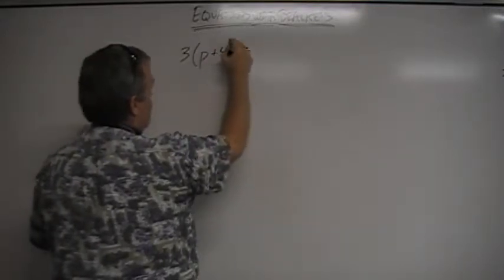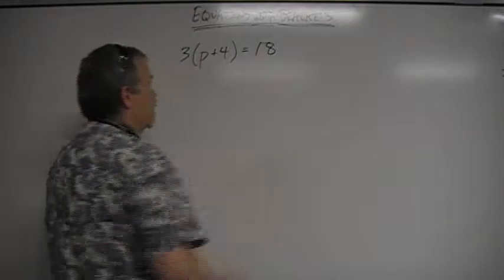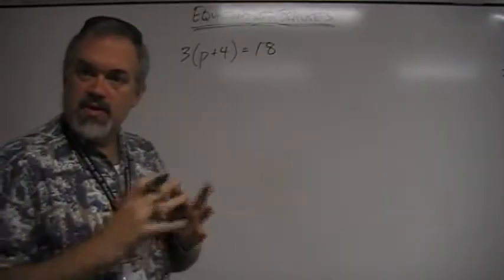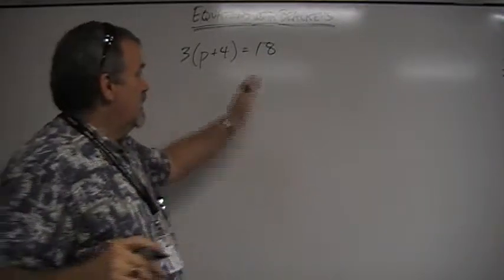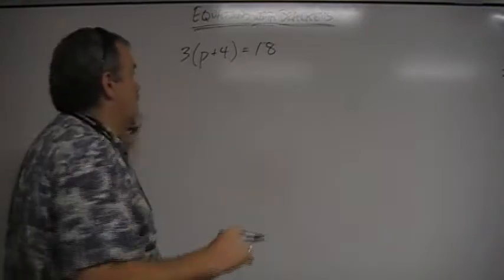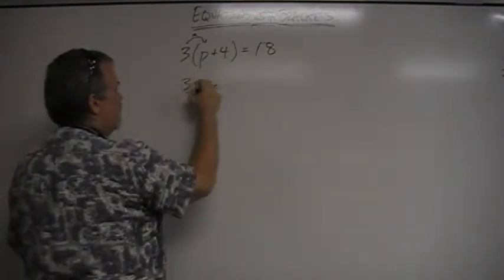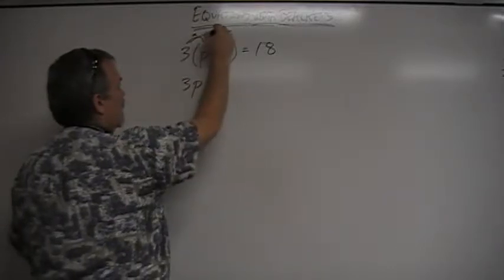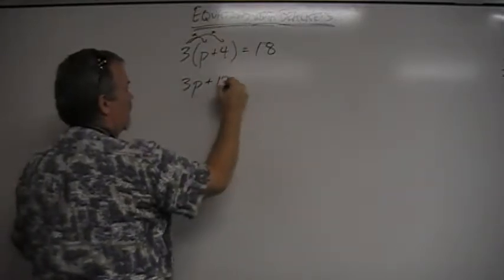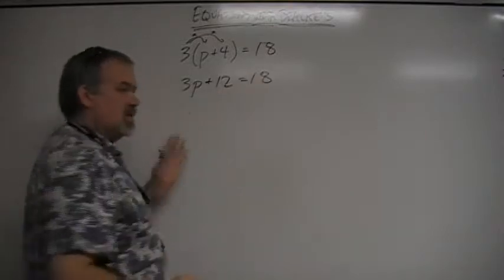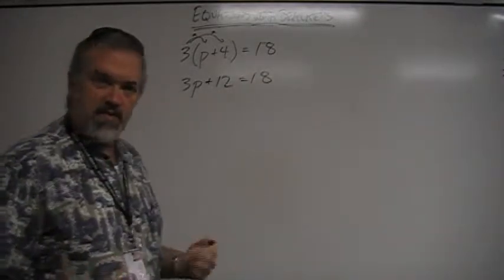3 times p plus 4 equals 18. First thing we're going to do is expand the left-hand side of the equation. This is the left-hand side. So we'll multiply here, times gives us 3p, and we'll multiply here, gives me 12. And then we can solve it systematically, just like the ones we've been doing recently.